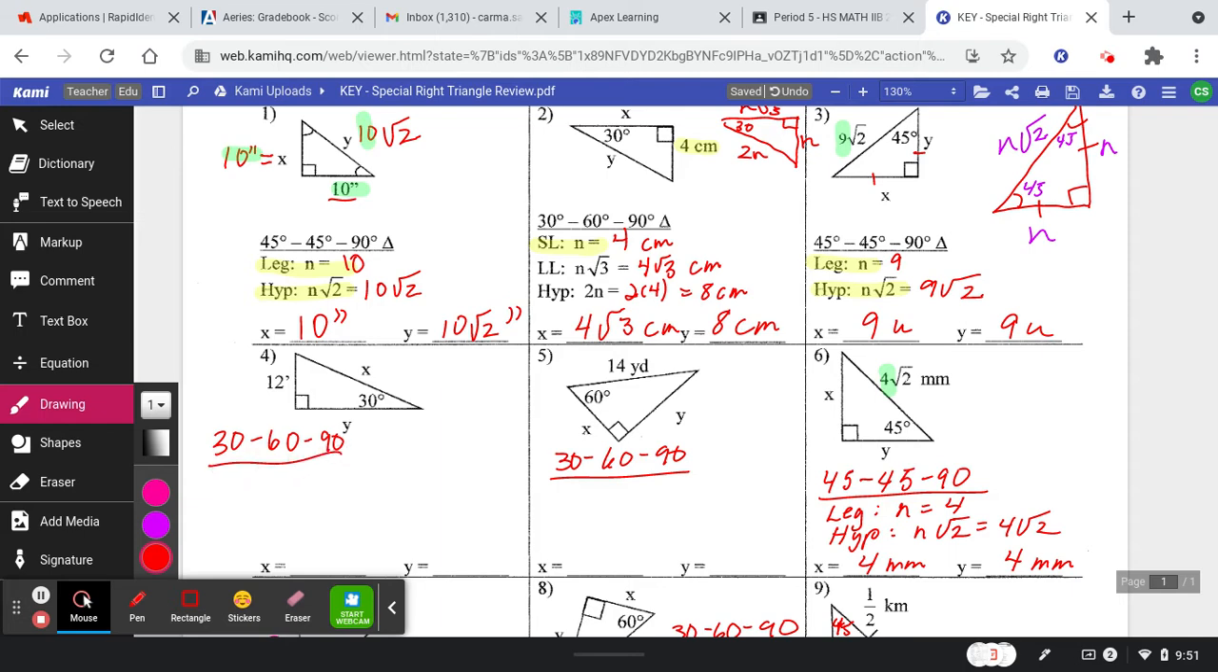All right, so let's write down these rules from this guy right here. We've got the short leg of n, we've got the long leg of n root 3, and we've got the hypotenuse of double the n side length. Notice here across from the 30, they gave us an n of 12 feet this time. So my long leg, you got it, is 12 root 3, and my hypotenuse is just going to be double that 12.